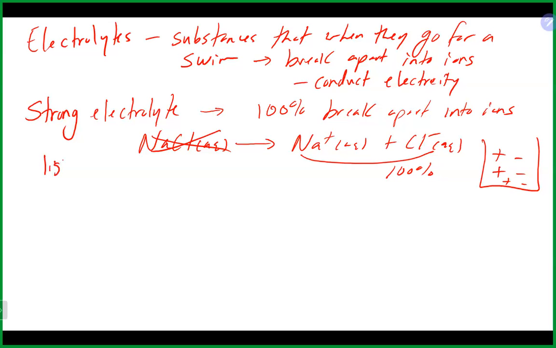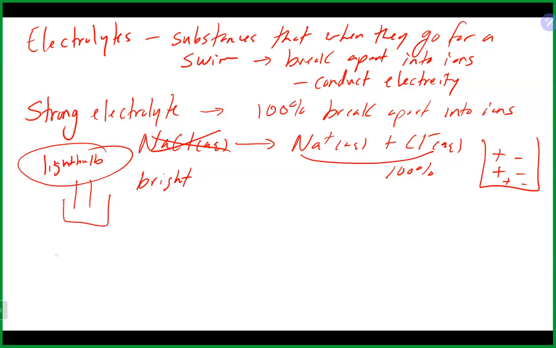I will just write light bulb, because one time I tried to draw it and it wasn't so great. So you have a light bulb connected to some electrodes, which maybe you're doing in the lab this week. And if you put that into a strong electrolyte solution, the light bulb will be very bright. It will go off very, very bright because it's able to conduct electricity really well, and that's because there's a ton of ions floating around in that solution.